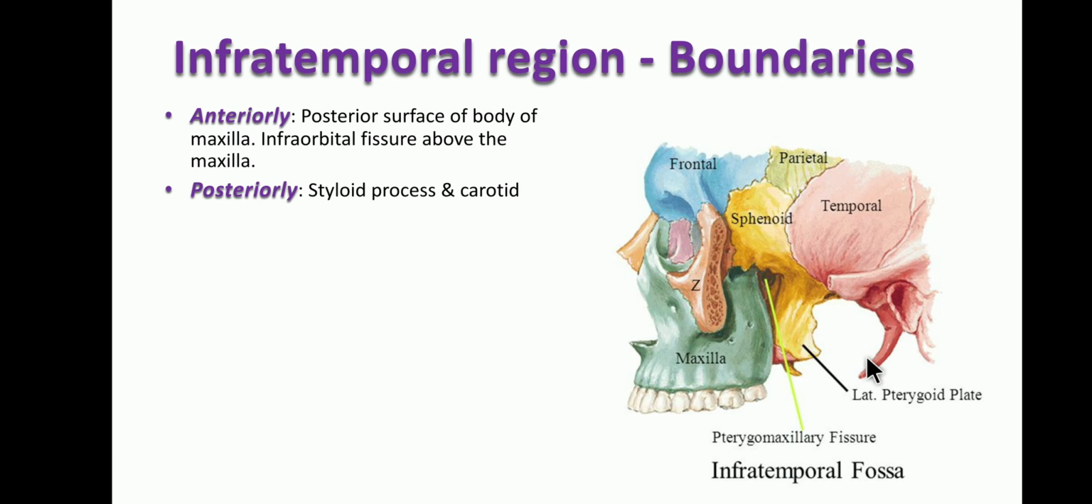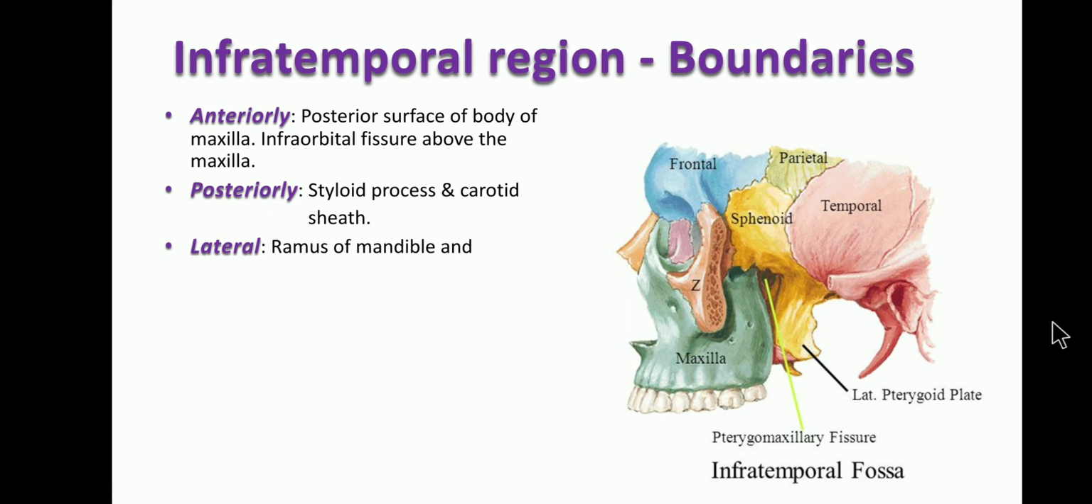Posteriorly, you have the styloid process. This is your tympanic plate of temporal bone, which has the external acoustic meatus. That is your styloid process. The temporal bone has a styloid process, and one more process behind is the mastoid process. So the styloid process with the carotid sheath medial to the process forms the posterior limit of the infratemporal fossa.